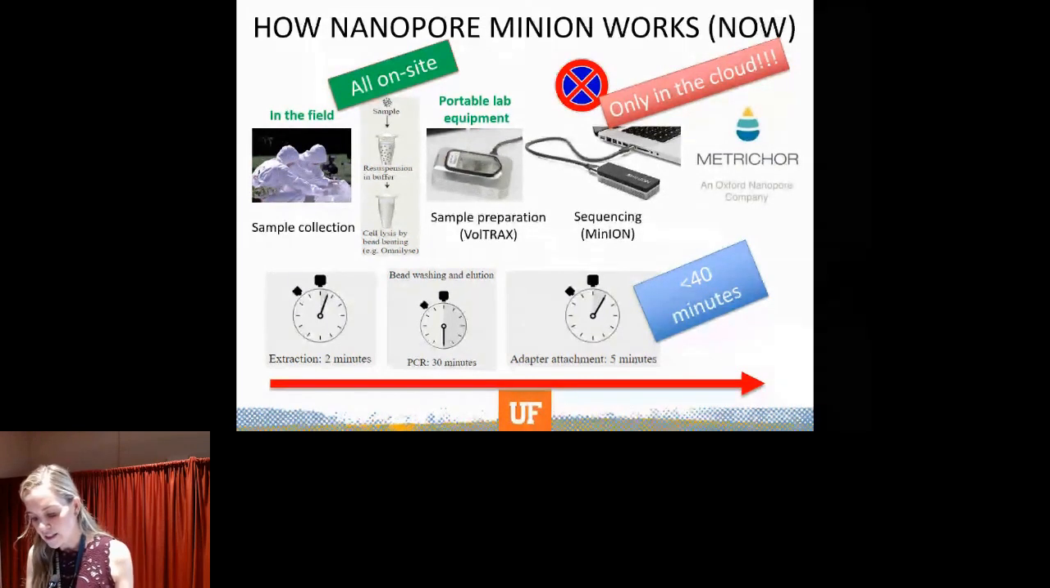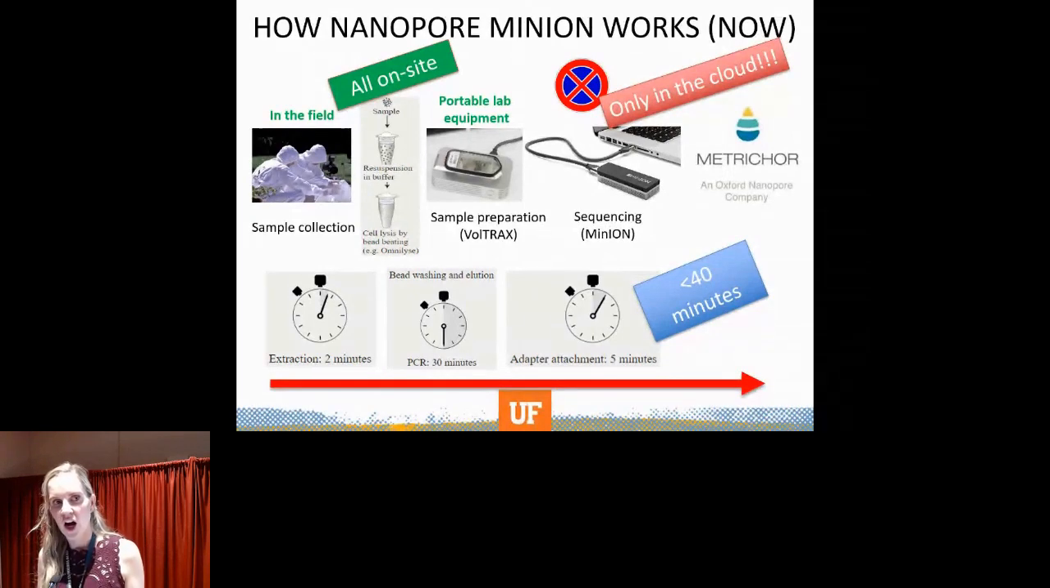So to us, this completely defeats the purpose of having these portable sequencers, where you can sequence in a portable manner, but then in order to actually perform the analysis, you have to have a large-scale computing resource. So this was not going to be suitable in remote areas of the United States. I mentioned that this was a resubmission.